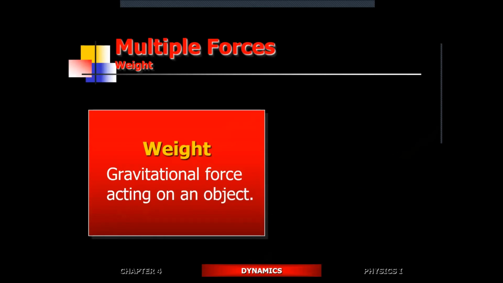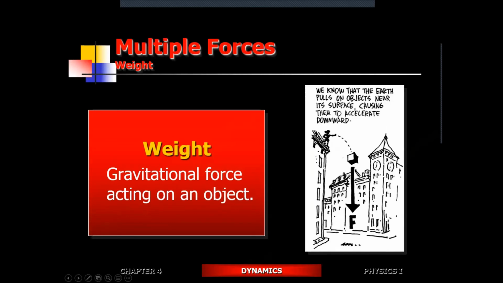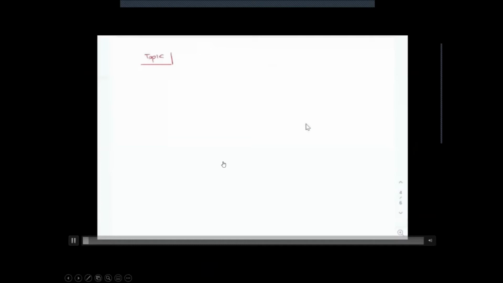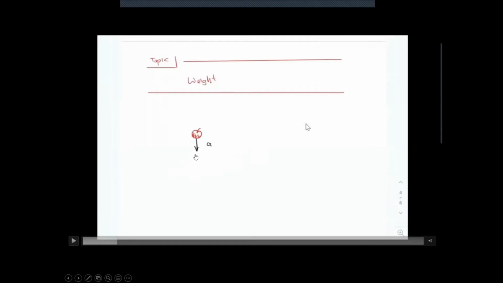Okay, so the weight is the gravitational force acting on an object. The measure of gravity becomes your own weight. So the force of gravity acting on a mass is known as its weight.